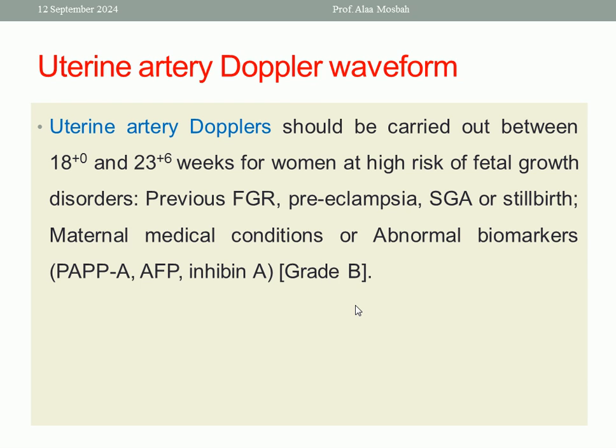Uterine artery Doppler should be carried out between 18 and 23 weeks gestational age plus 6 days for women at high risk of fetal growth disorders. And as I said before, who are at high risk of fetal growth disorders? Those women with previous fetal growth restriction, preeclampsia, small for gestational age, or stillbirth, or medical conditions, or abnormal biomarkers like pregnancy-associated plasma protein A, alpha-fetoprotein, inhibin A, and so on.